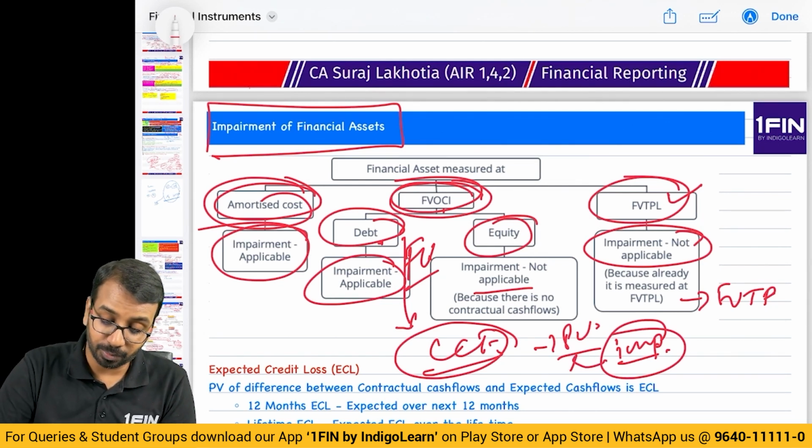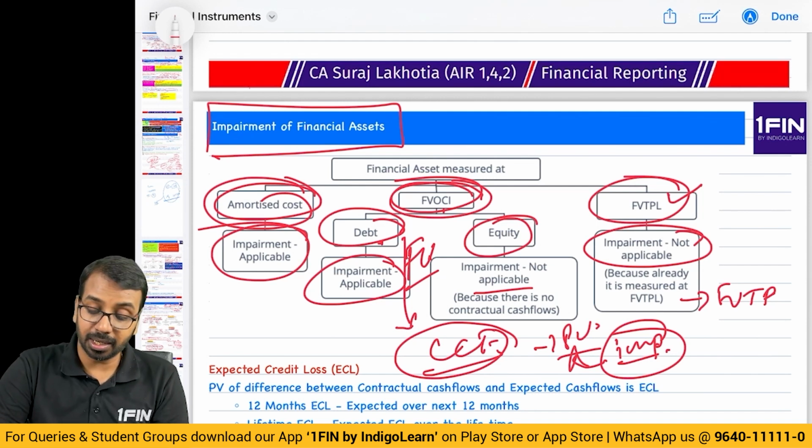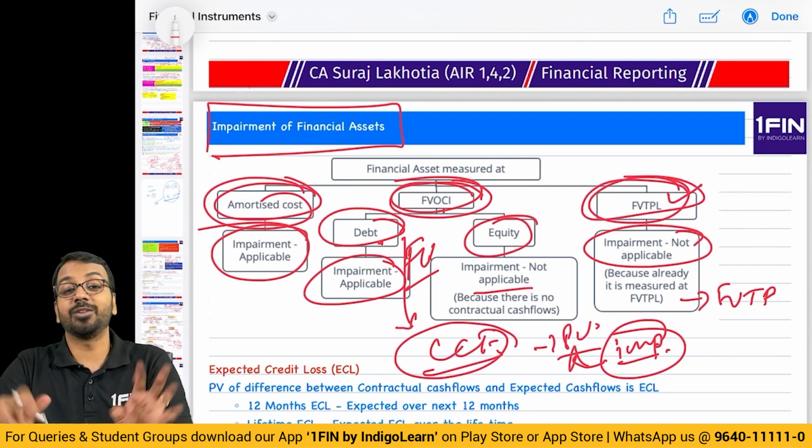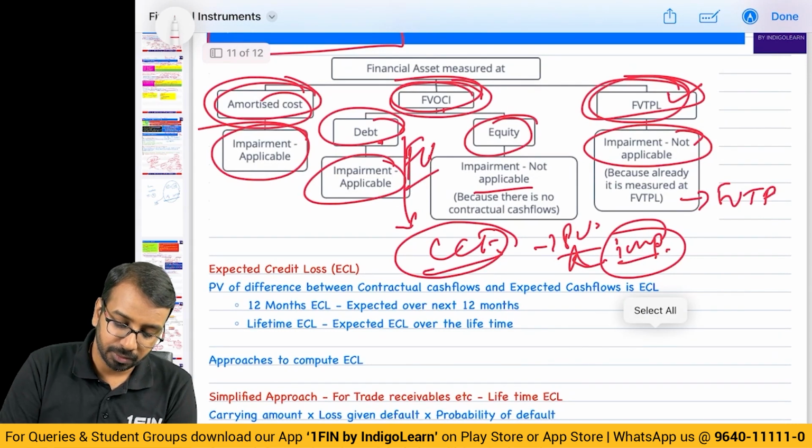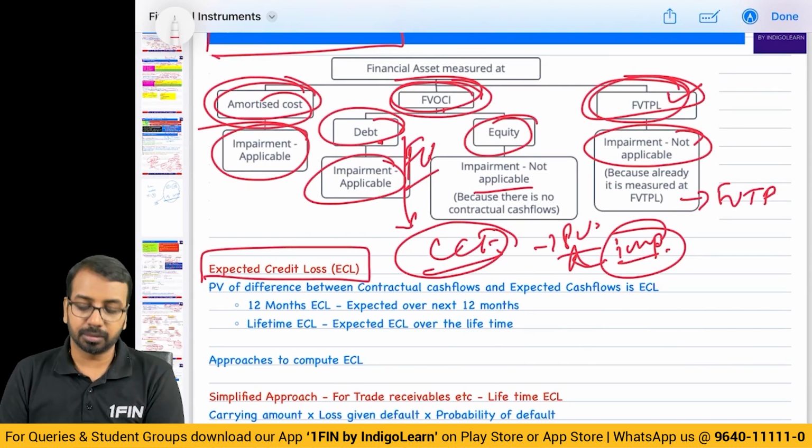That is why it is important to recognize impairment loss. Here, for FVTPL, whatever is the change in value goes to P&L only, so there it is not required. Okay. Then, we have a concept called expected credit loss.